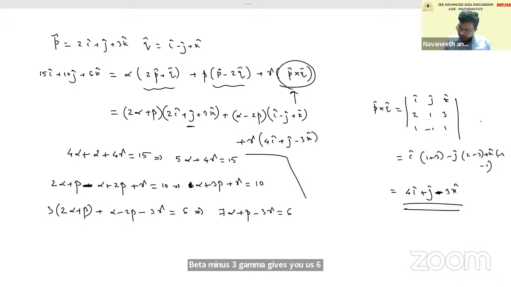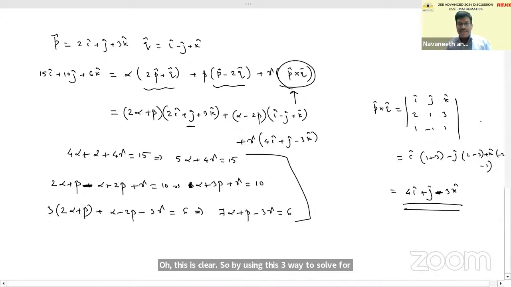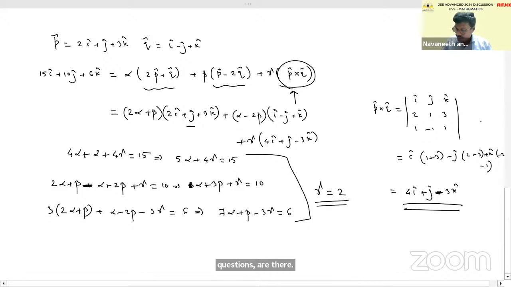Hope this is clear. By using these three equations, you need to solve for gamma. That means you eliminate alpha and beta and get the equation in terms of gamma. Then we get the answer to be 2. Hope you can do the elimination of alpha and beta; that's a simple calculation. So gamma gives you the value 2. Any student, any doubts? Anybody?